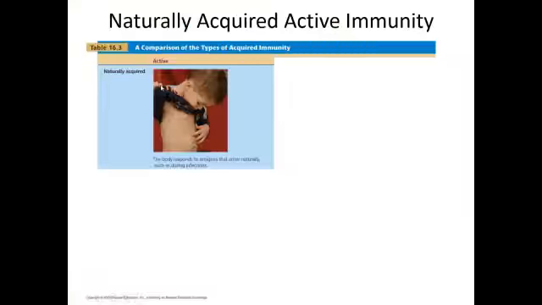Naturally acquired active immunity is the immunity that you get when you get an infection. So everything that we've talked about in the previous topics happens inside of your body, and most importantly, you achieve memory cells that are ready to go next time you experience that type of infection, next time you experience that pathogen.